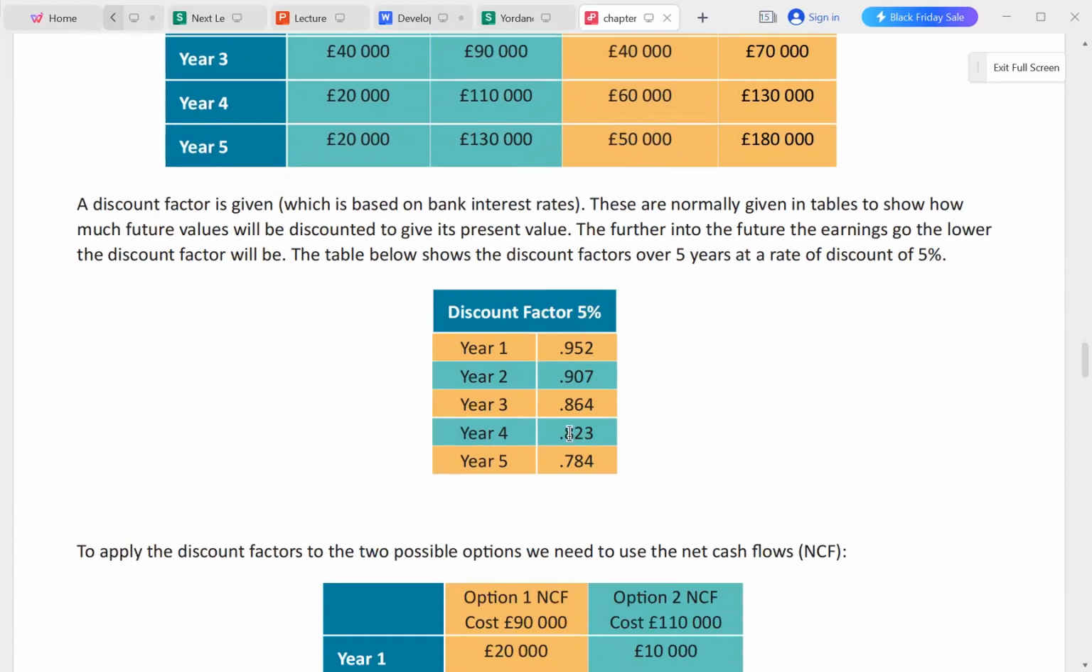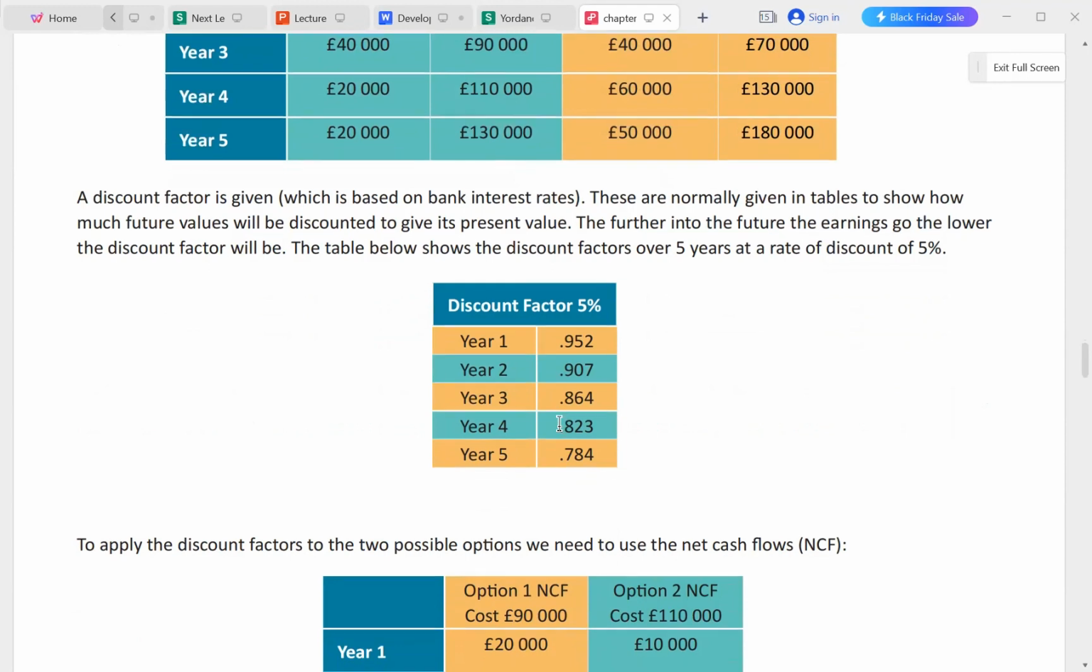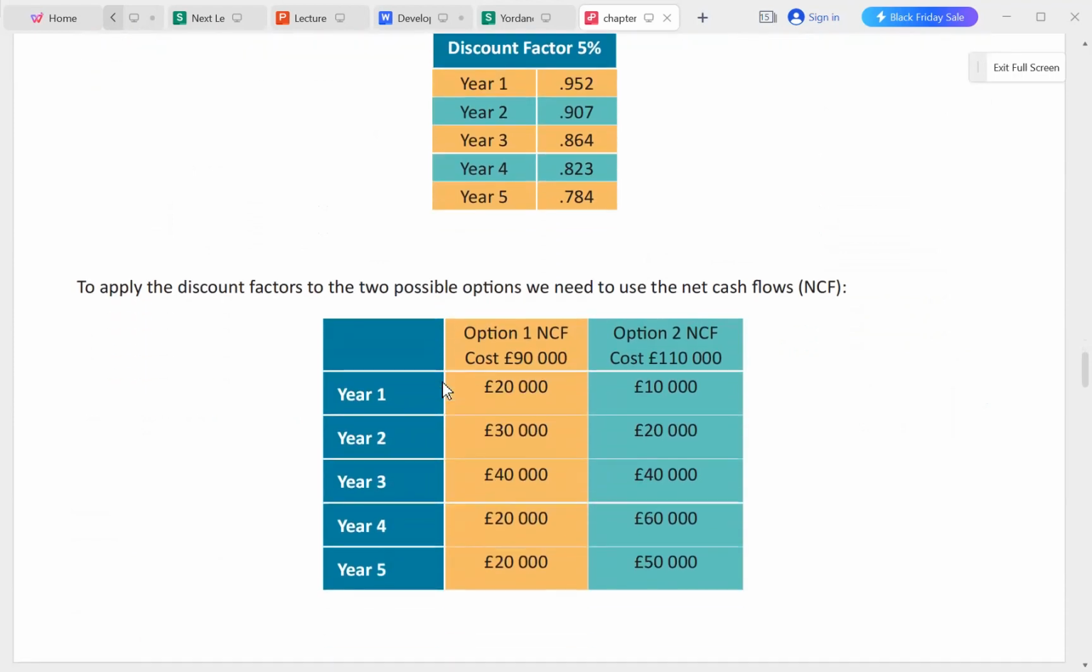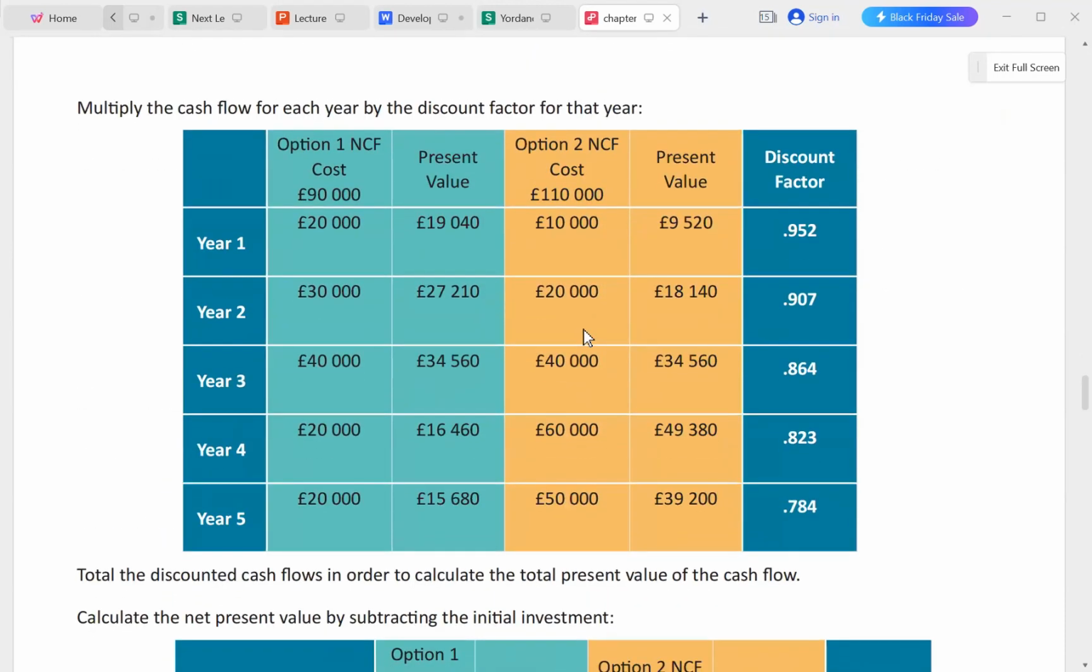I will also show you another example on DCF, how we are going to calculate it. I have another spreadsheet. To apply the discount factor to the two possible options, we need to use the net cash flow. So what we're going to do is always use the net cash flow to find the discounted cash flow, which I'm going to show you in another spreadsheet.